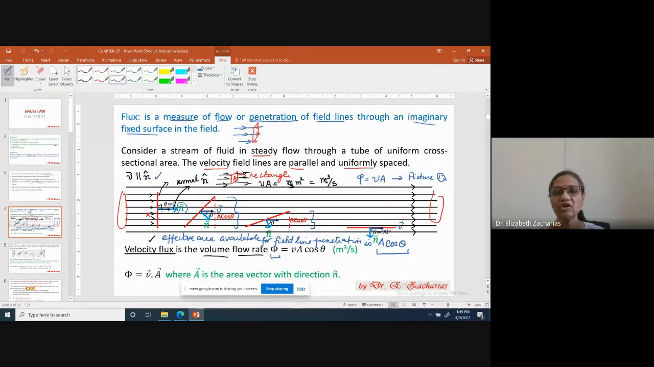Now this A cos theta has a name. You're all doing EG. Some of you have already finished your EG. I'm sure you must have heard the word projection. Have you not heard? Yes, ma'am. So it is the projection of the area. It's a projection of the area that is actually available.